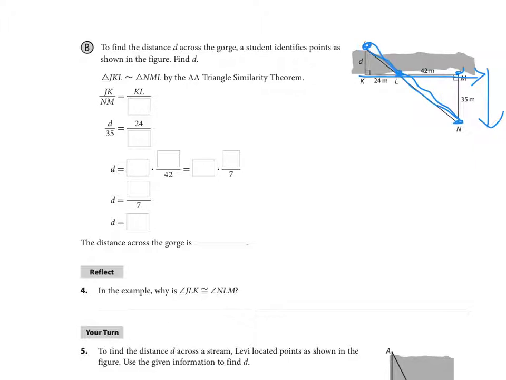So we know we have vertical angles that are congruent, so we have angle-angle similarity, and let's just set up our proportion. So d to 35 vertical components is going to equal 24, because we want to keep with that left-hand triangle's measurements in the numerator, and the right-hand triangle's measurements in the denominator will be 24 over 42.